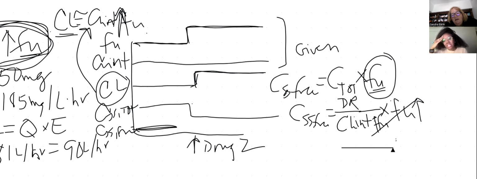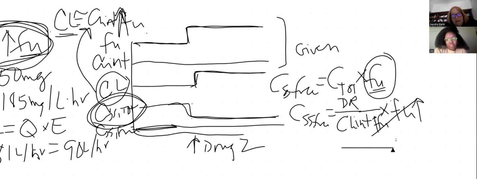So what does that mean? Would that mean the CSS stays the same? Yeah. So our total goes down, but our CSS free stays the same. That's tricky, isn't it? Because what are we going to read in the lab? The lab will come back with a total concentration, and it's going to look like the concentration went down, because it did.